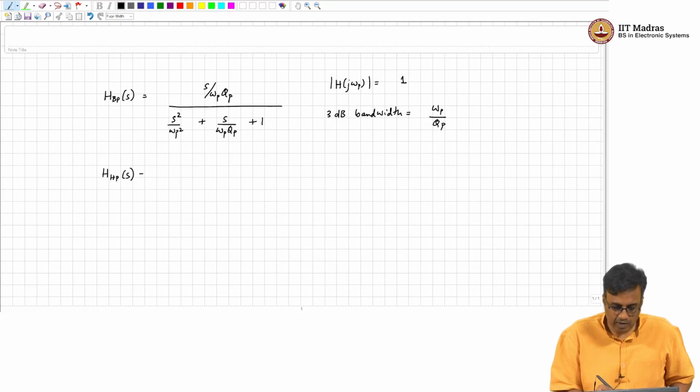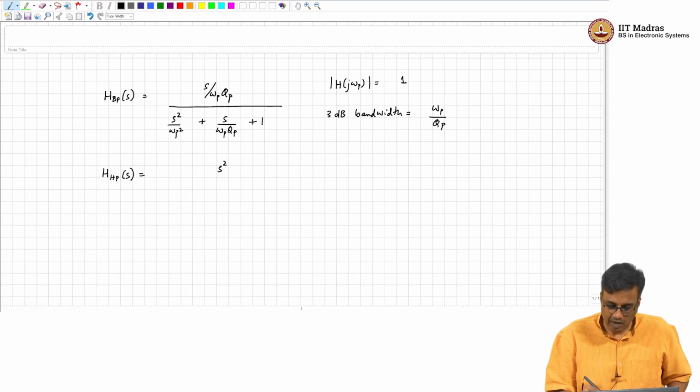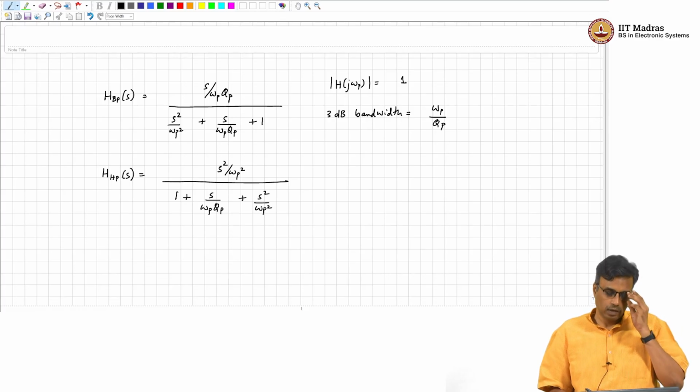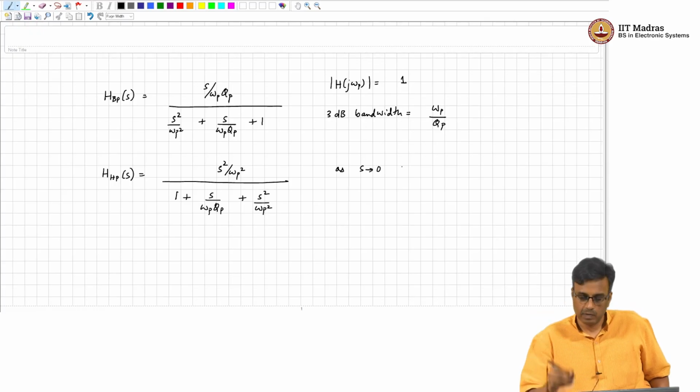Now, the high pass filter's response is basically S square by omega p square over 1 plus S over omega p Qp plus S square over omega p square. So, as S tends to 0, what is the response? 0.